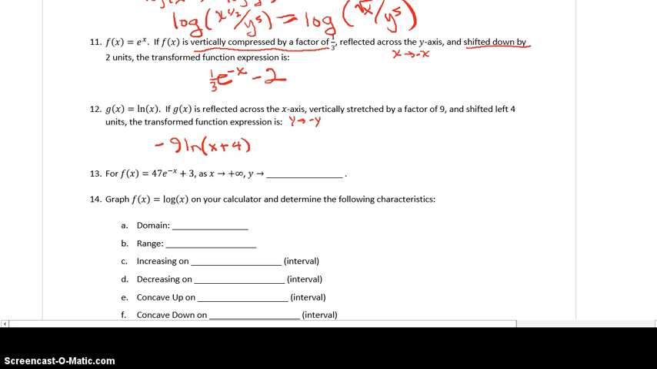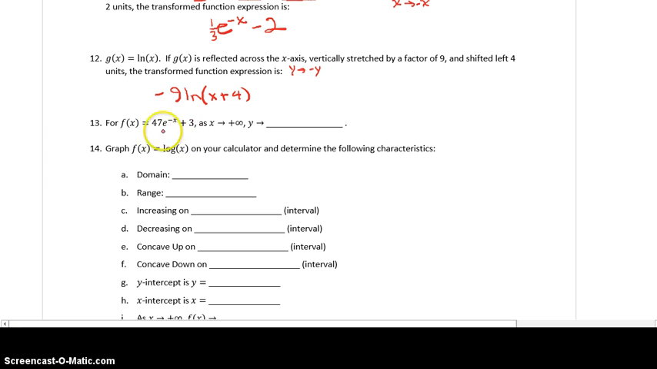Number 13, if you were to look at your parent function for e to the x, you would be able to see, okay, if I change the sign of x, I now have exponential decay instead of growth. So here's the parent function right here. If I reflect that, my graph looks like this, and this is going to approach the x-axis, y equals 0. However, I am also shifting this graph up by 3, which means that now my exponential will be 3 units above, and so ultimately as x goes to positive infinity, y is going to approach that shifted value of 3.